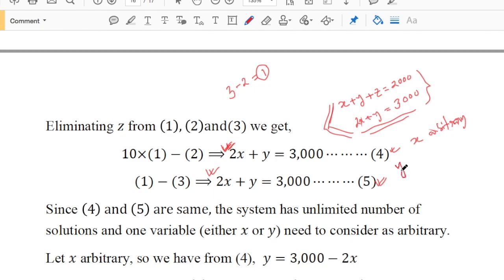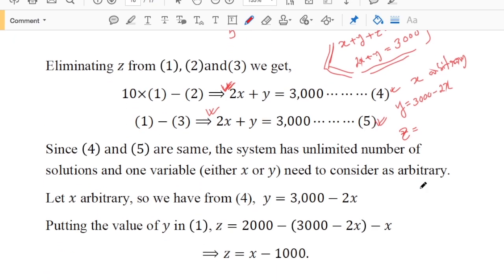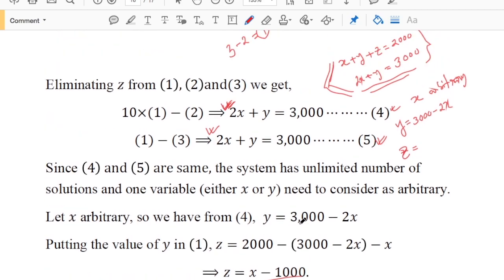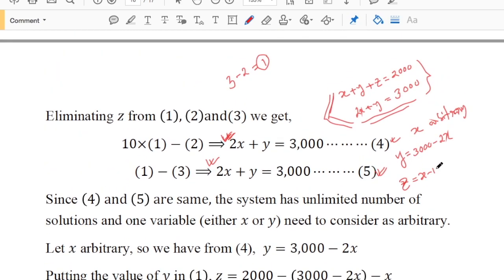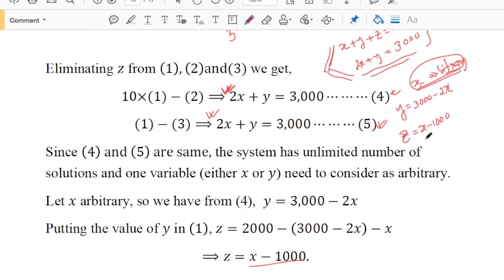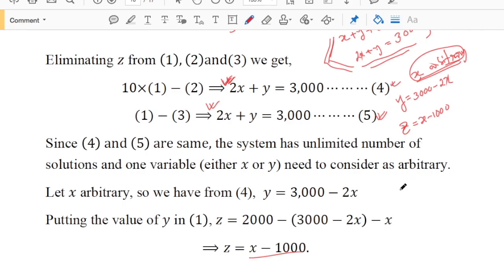So from the second equation, y is equal to 3000 minus 2x, and from the first equation z will be what? x minus 1000. Now x arbitrary is not true for a real problem, so you need to find a range for x to make x, y, z positive or 0. Since this is a real problem and x, y, z indicate numbers of liters, x, y, z should be bigger than or equal to 0.